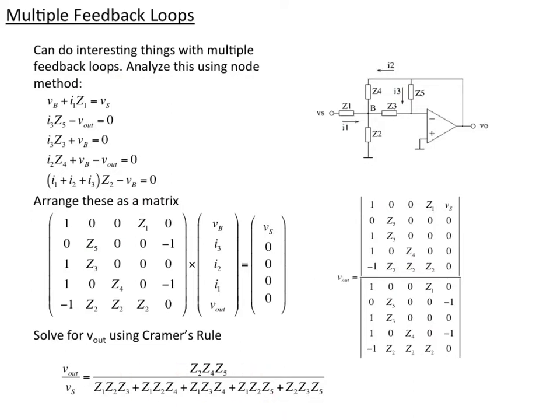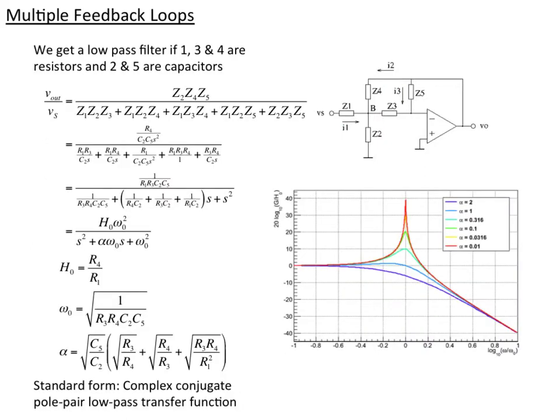Now, it only becomes interesting when we actually put in resistors and capacitors for these undefined Z's. So let's take the case where Z1, Z3, and Z4 are resistors, and Z2 and Z5 are capacitors. In that case, we get a low-pass filter. So I take my equation from the last page, I plug in the impedances as appropriate for each one of those. So Z4 is a resistor, so I just plug in R4. Z2 is a capacitor, so it's 1 over C2S. And so I get this general equation.